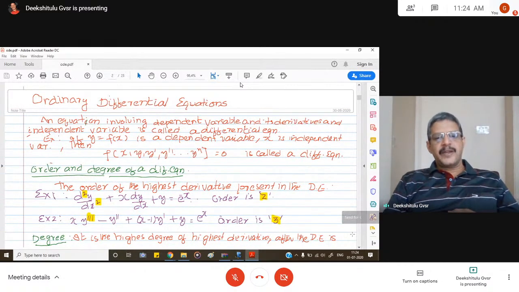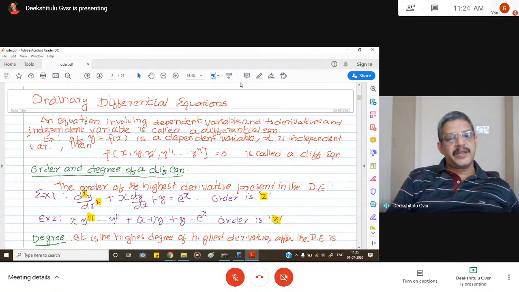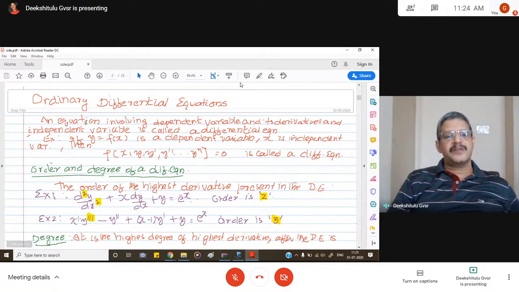The order of a differential equation is the order of the highest derivative present in it. What is the highest derivative present in the given differential equation? You observe that highest derivative and find its order. So for example, d square y by dx square plus x into dy by dx plus y is equal to e power minus x. This is a differential equation.